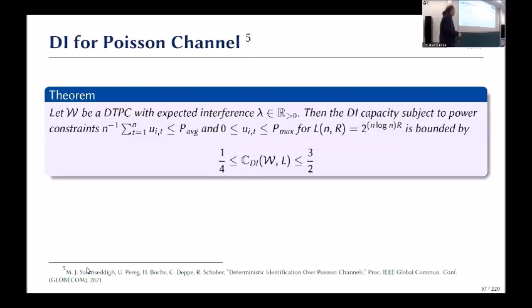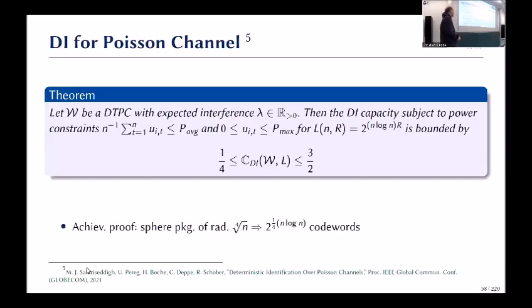In this case, we also get some bounds. Again, we use our method and find out that in this case, we have it between 1/4 and 3/2. We have a paper on arXiv, so if you look there, we explain a little more how the Poisson channel and identification relate to molecular communication. Again, you see, we use our method somehow.